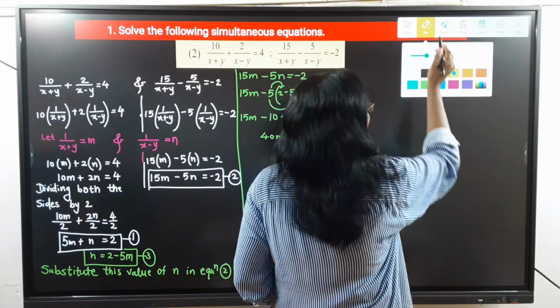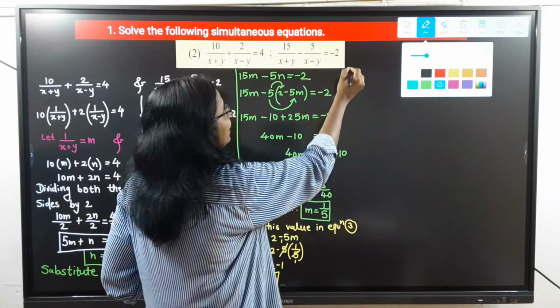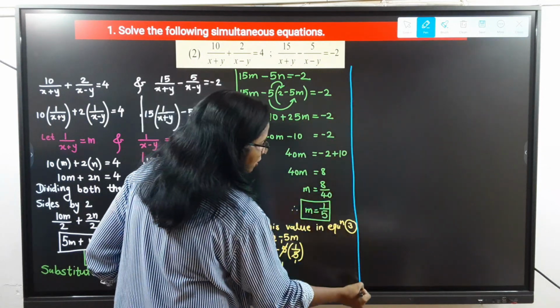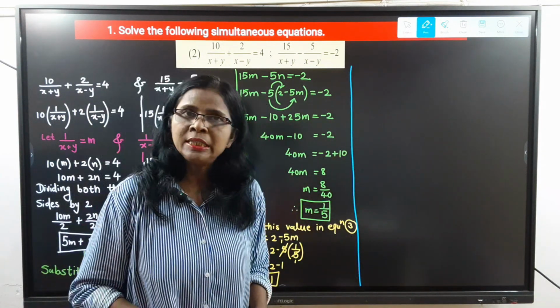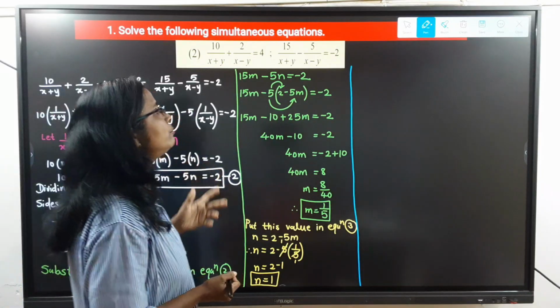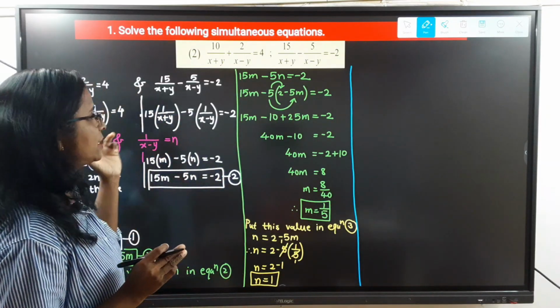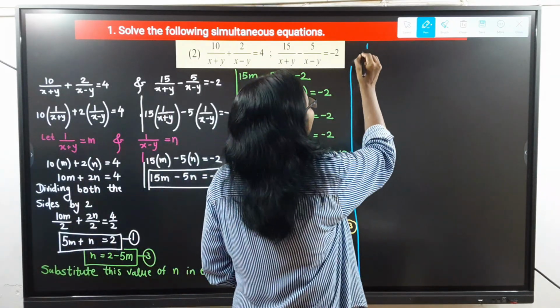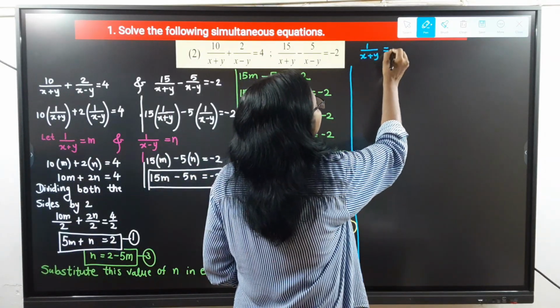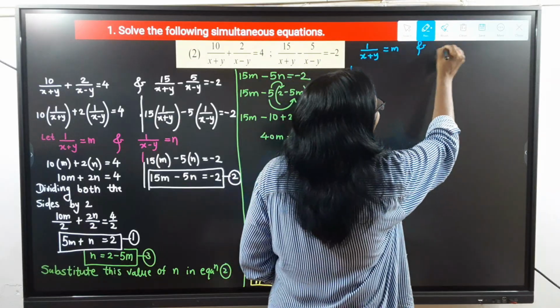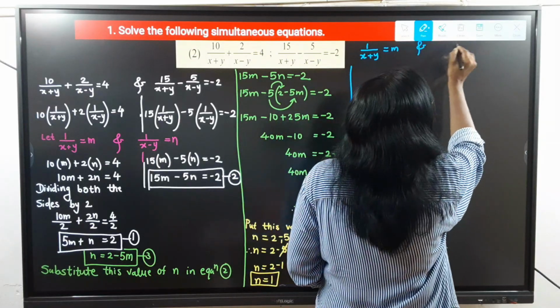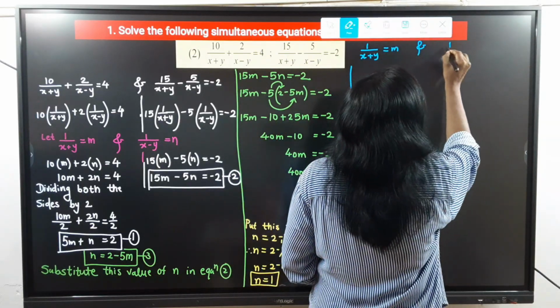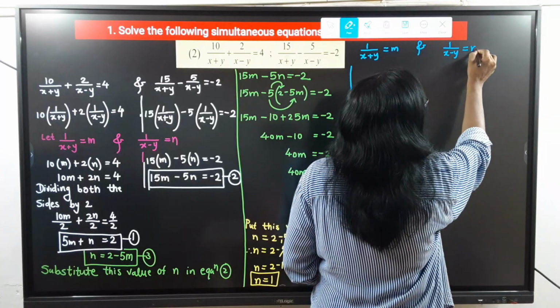But here, students, we have to find out the value of x and y, because our given simultaneous equation is in xy variable. So here we have to find out the value of the variable x and y. So here, assumption point, see this. 1 upon x plus y is equal to m, and here 1 upon x minus y is equal to n.